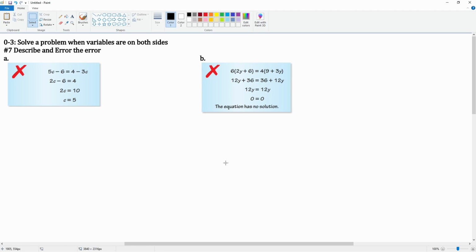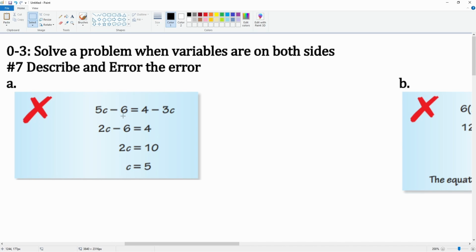Going to solve a problem when there are variables on both sides. Number 7, we're going to describe and correct the error. In A, here's the original problem: 5c minus 6 equals 4 minus 3c.